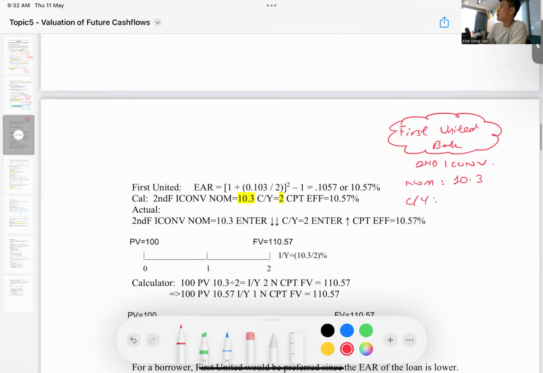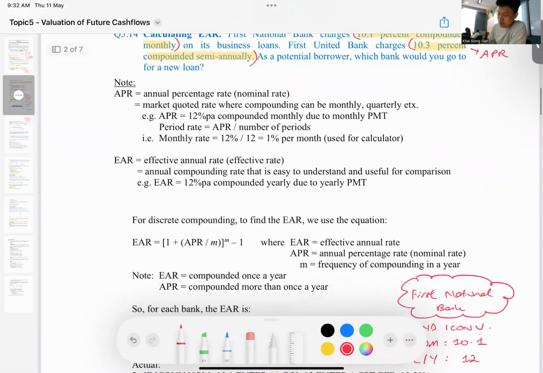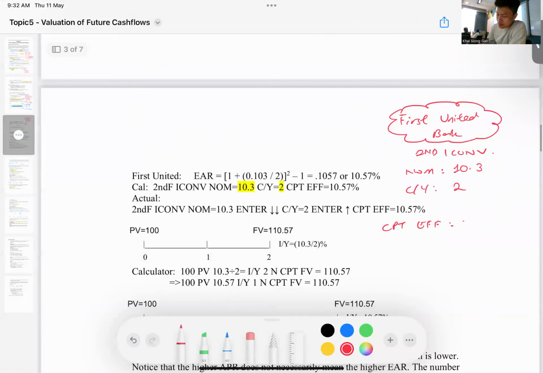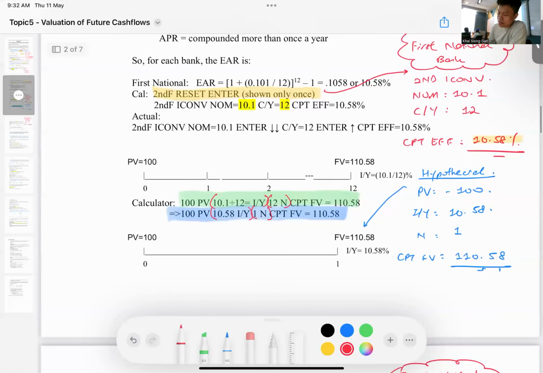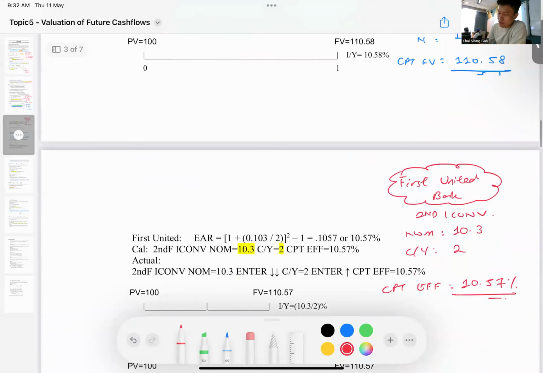So semi-annual. So what's my C/Y? Very good. Compute EFF. Let's see what answers you get. You will get 10.57%. So you compare between these two. Just now the first bank is 10.58. This one is 10.57. So which one should you go to? You should go to the second one, First United Bank.